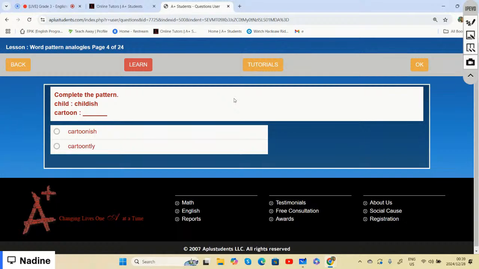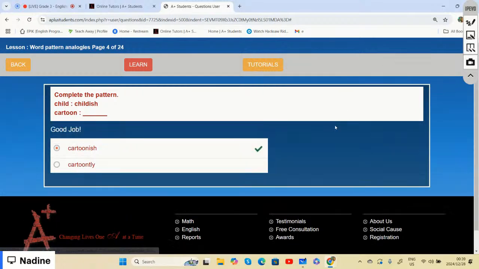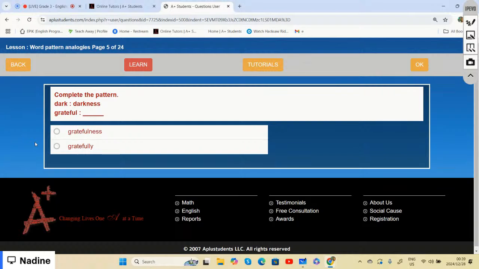All right, if you were to choose the correct option, then yes, cartoonish is correct. Well done. All right, we're going to look at the last one and then we're going on to the word pattern sentences. Dark, right? If something is extremely dark, then we can say we're in the darkness.